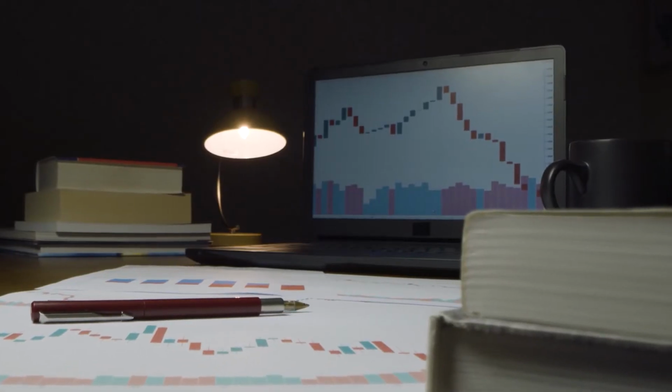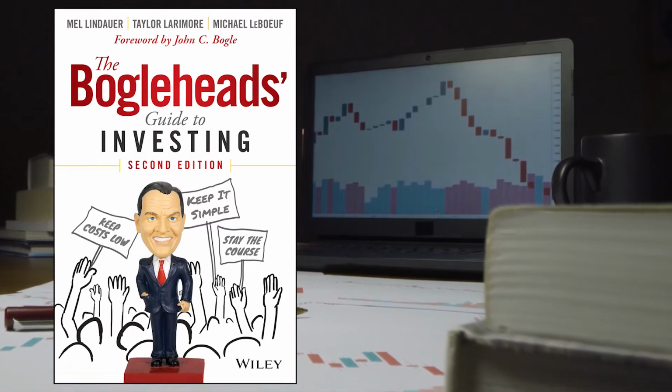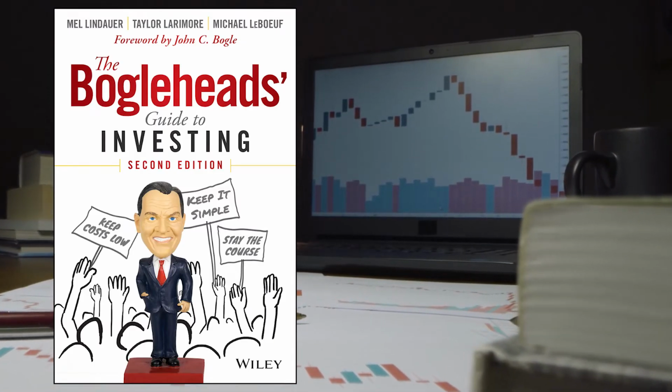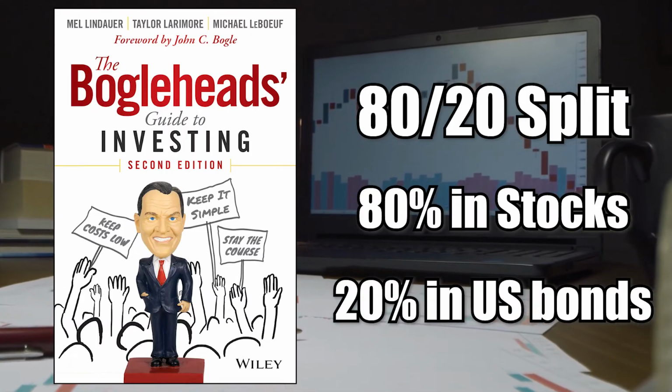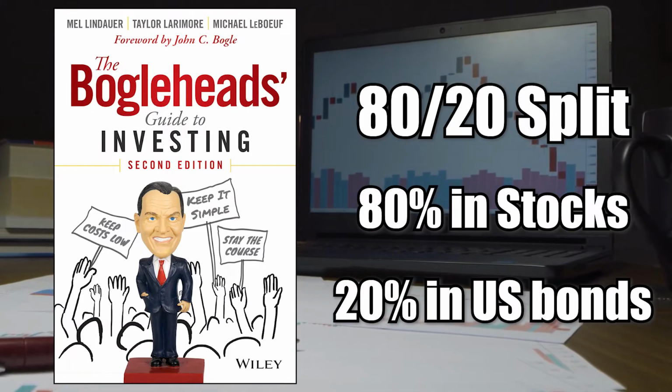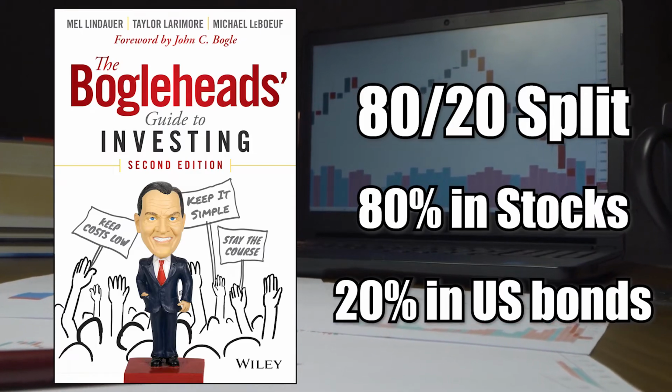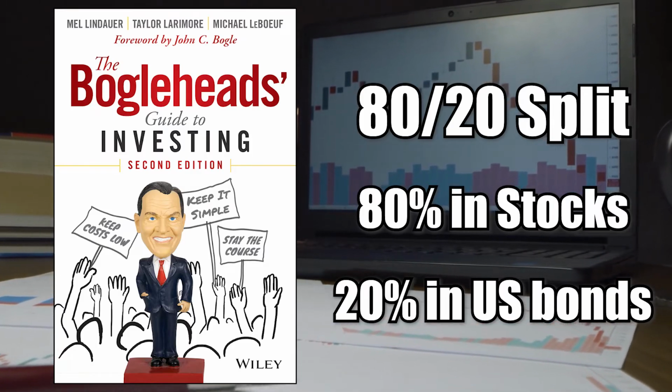Going back to our friend Mr. Bogle's book, he recommends for younger investors something like an 80-20 split, which means 80% in stocks and 20% in US bonds. When it comes to the 80% in stocks, that's when you have to figure out your percentage breakdown between US domestic stocks and international stocks. Again, it's a personal decision to investigate.